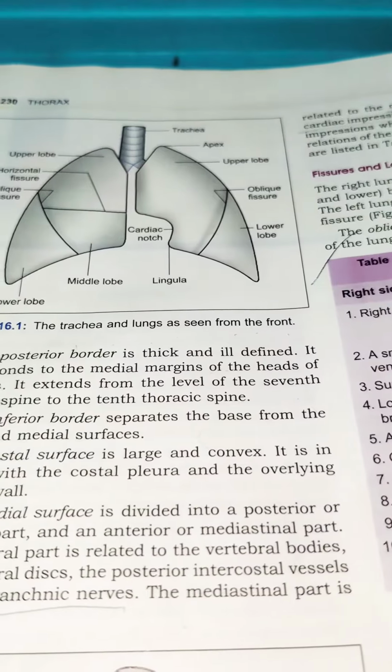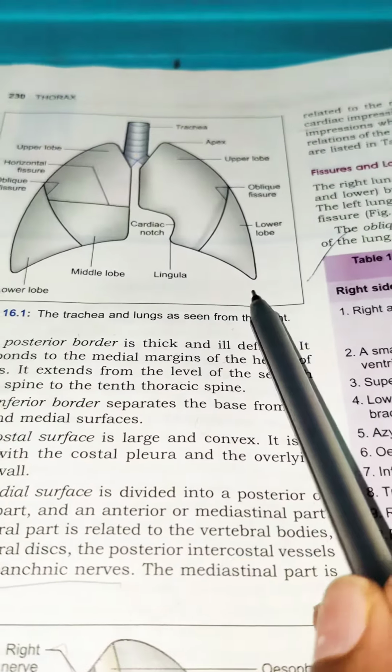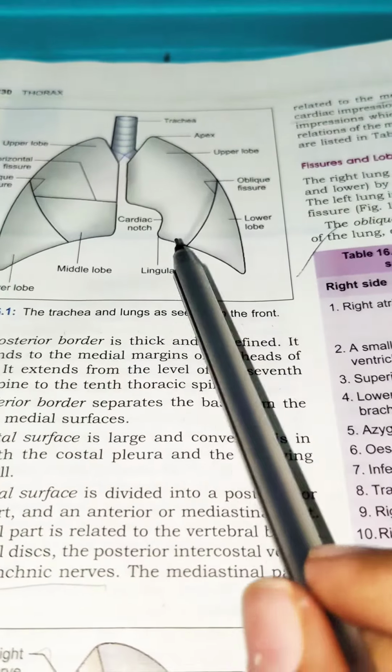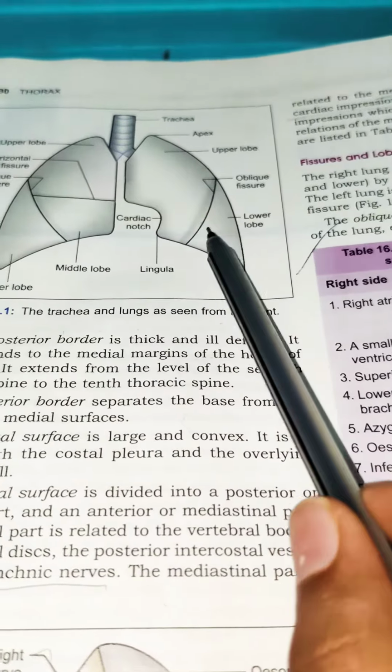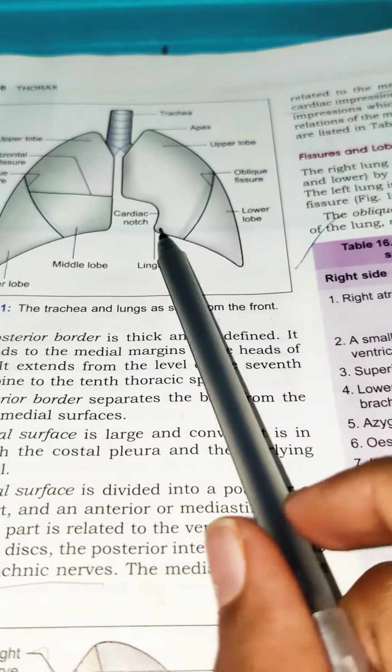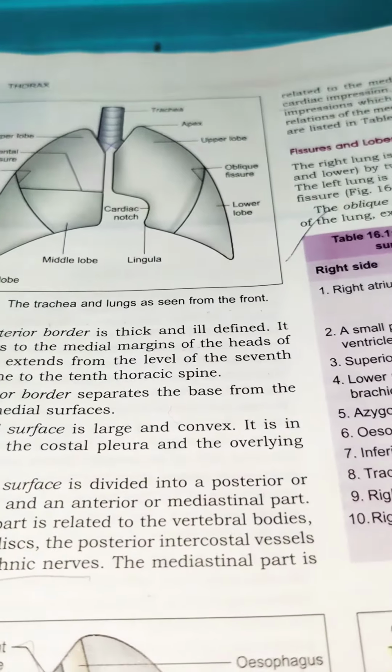Next, the inferior border. Here also the inferior border separates the base from the costal and medial surfaces, because this is the costal surface and this is the medial surface. So the inferior border separates the base from the costal and the medial surface.